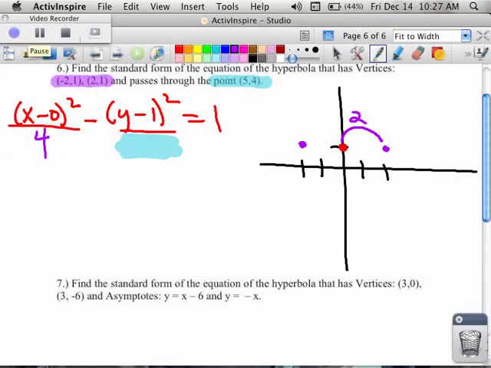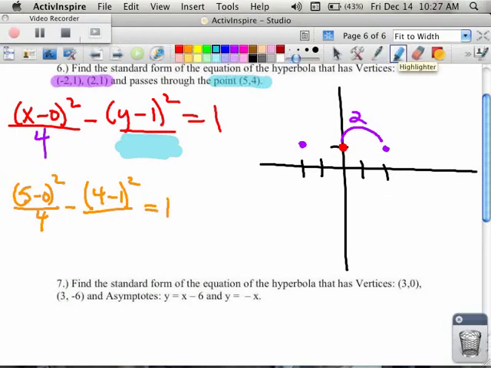Okay, so as I try to solve the rest of this problem, what this means is that I would rewrite it the following way. 5 minus 0 squared all over 4, minus 4 minus 1 squared all over something, equals 1. That something was the thing that we're looking for. You can call it x, j, q, p, whatever you want to call it. I'm just going to call it blue blob.